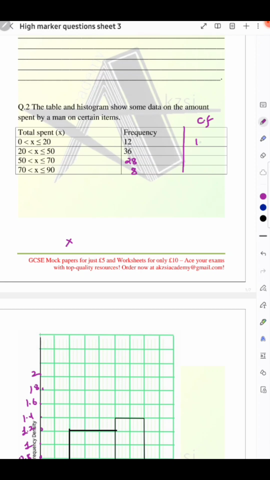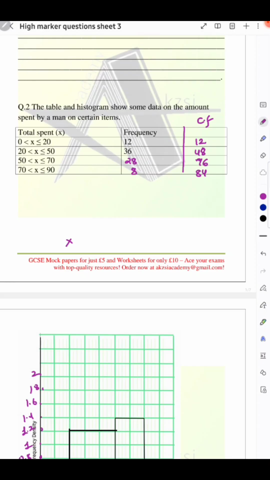This is 12. Next will be 12 plus 36. This is how we add. We have to keep on adding the previous frequencies. So 36 plus 12 will give you 48. Then add 48 plus 28, which is 76. And then add 8 to it, so 84. So what I'm doing is just adding all the previous frequencies.